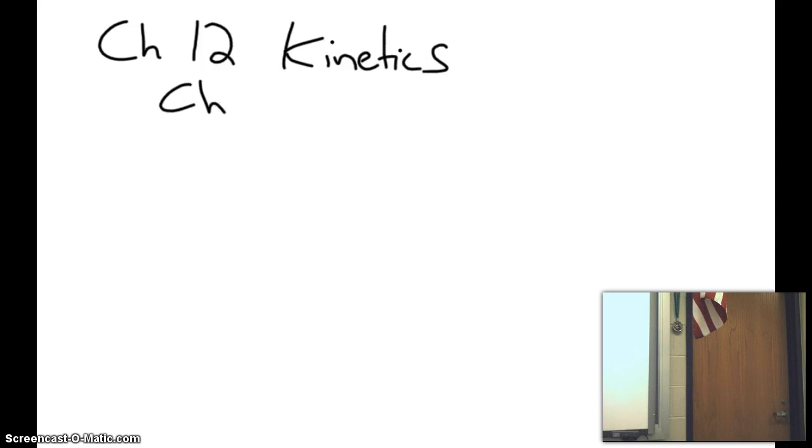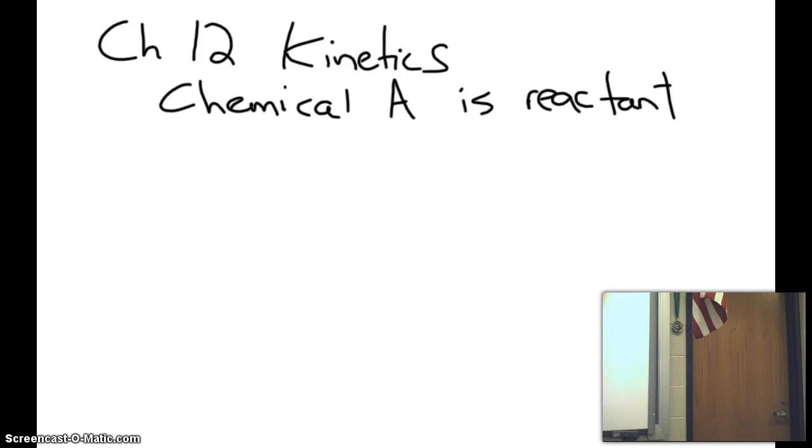Okay, so this is chapter 12. The topic is kinetics. Here's what we're going to say. Let's have a chemical that we're just going to generically call A. You know, algebra people use X or whatever. And let's let chemical A be a reactant. In fact, we'll just let it be the main reactant, or maybe the only reactant in a thing.